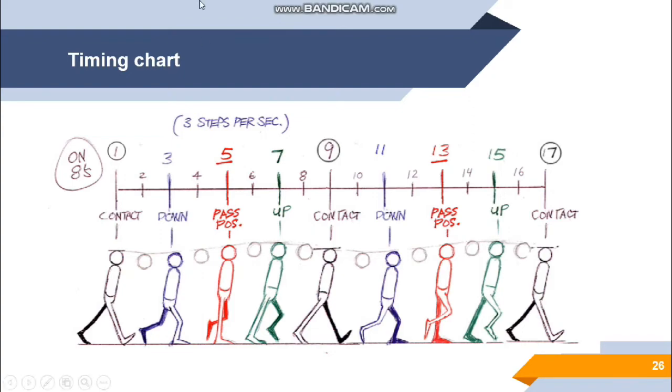So this is an example of a timing chart. We also have here your even halves. There are about 1, 2, 3 key poses, which are indicated by circles. We also have here 5 and 13 as your breakdowns. We also have here your in-betweens, which are 2, 4, 6, 8, 10, 12, 14, and 16. Those are your in-betweens. And there are also other key poses such as 3, 7, 11, and 15. These are your key poses.